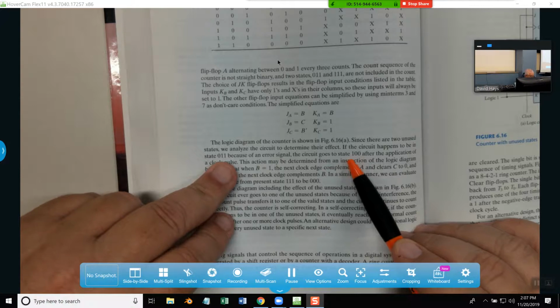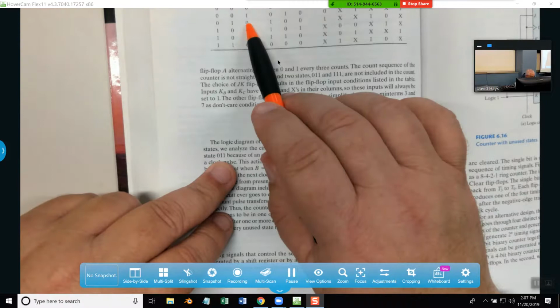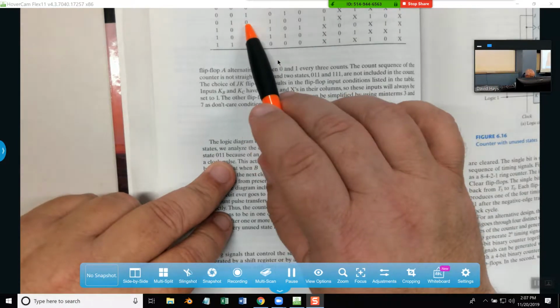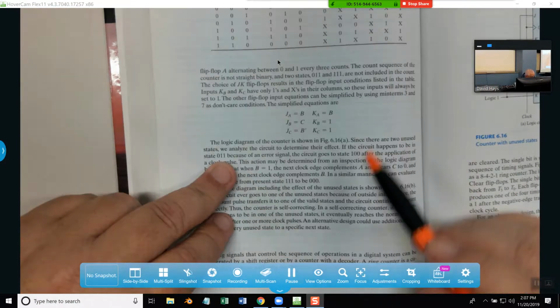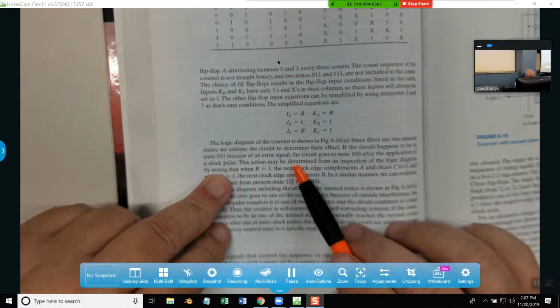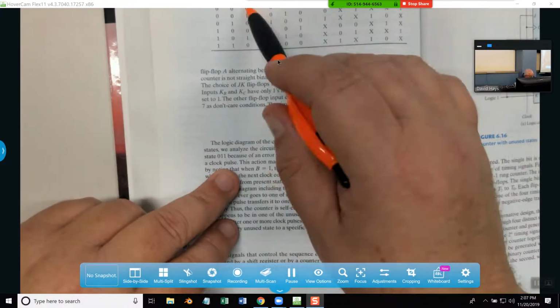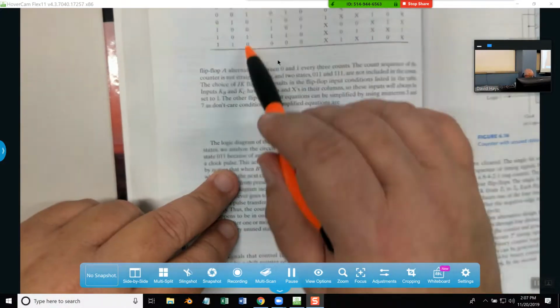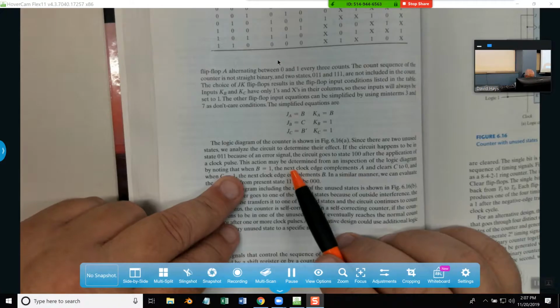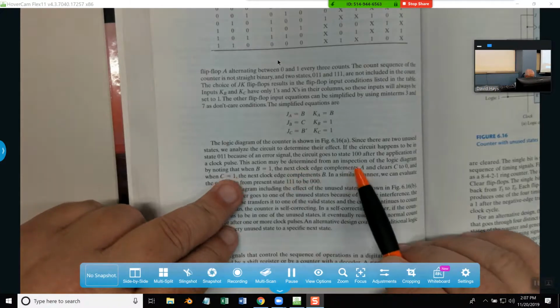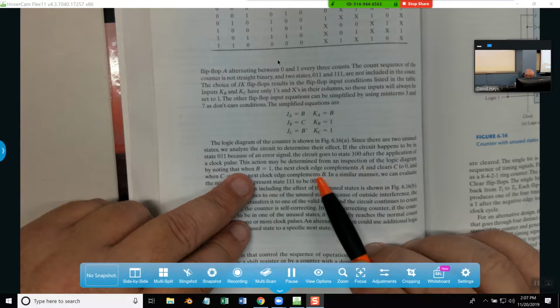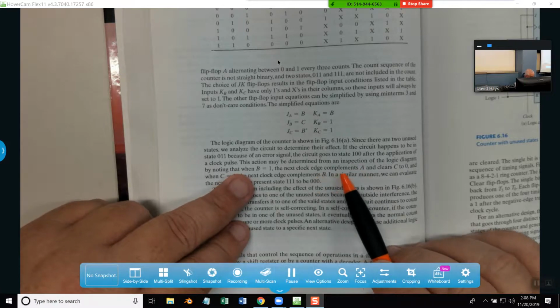011 would follow this, and the next state is 100 after the application of a clock pulse, because again, that's the order it's going in. This action may be determined from an inspection of the logic diagram by noting that when B is equal to 1, the next clock edge complements A and clears C to 0. And when C is equal to 1, the next clock edge complements B.